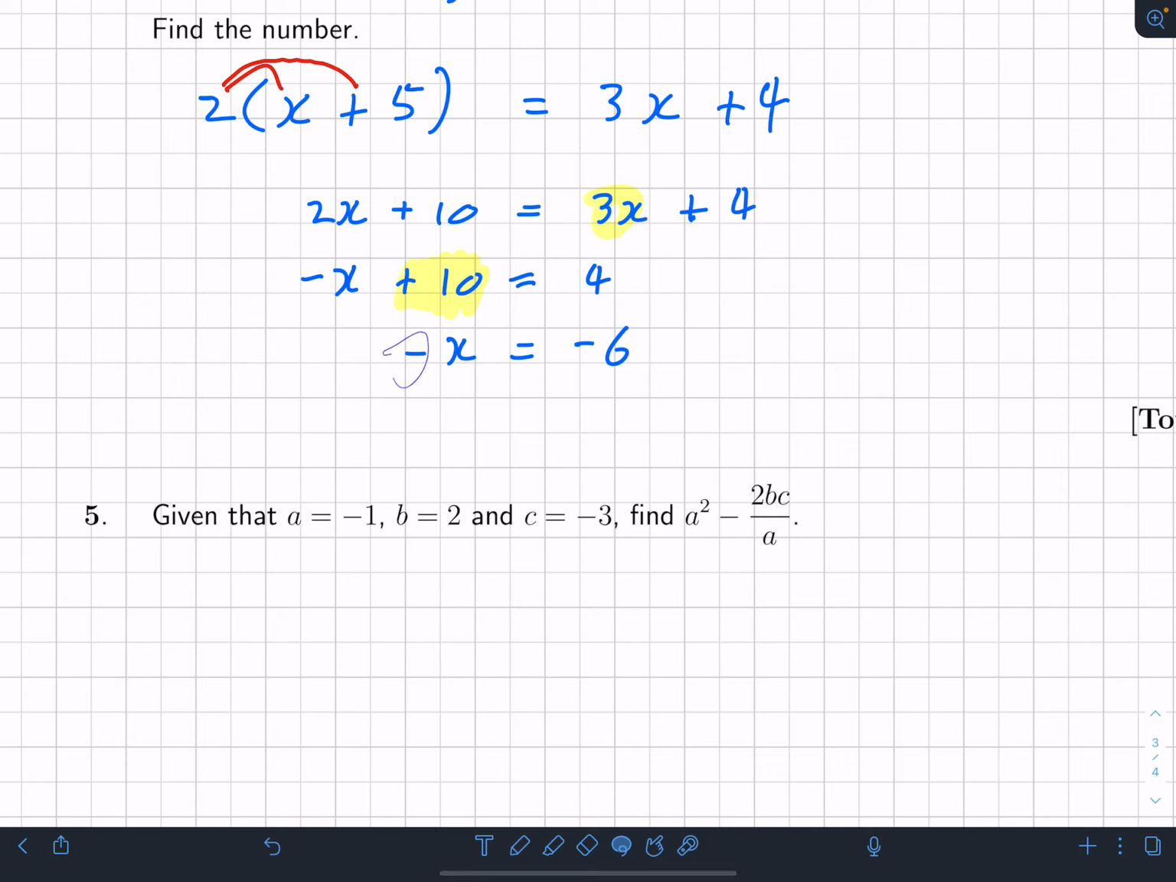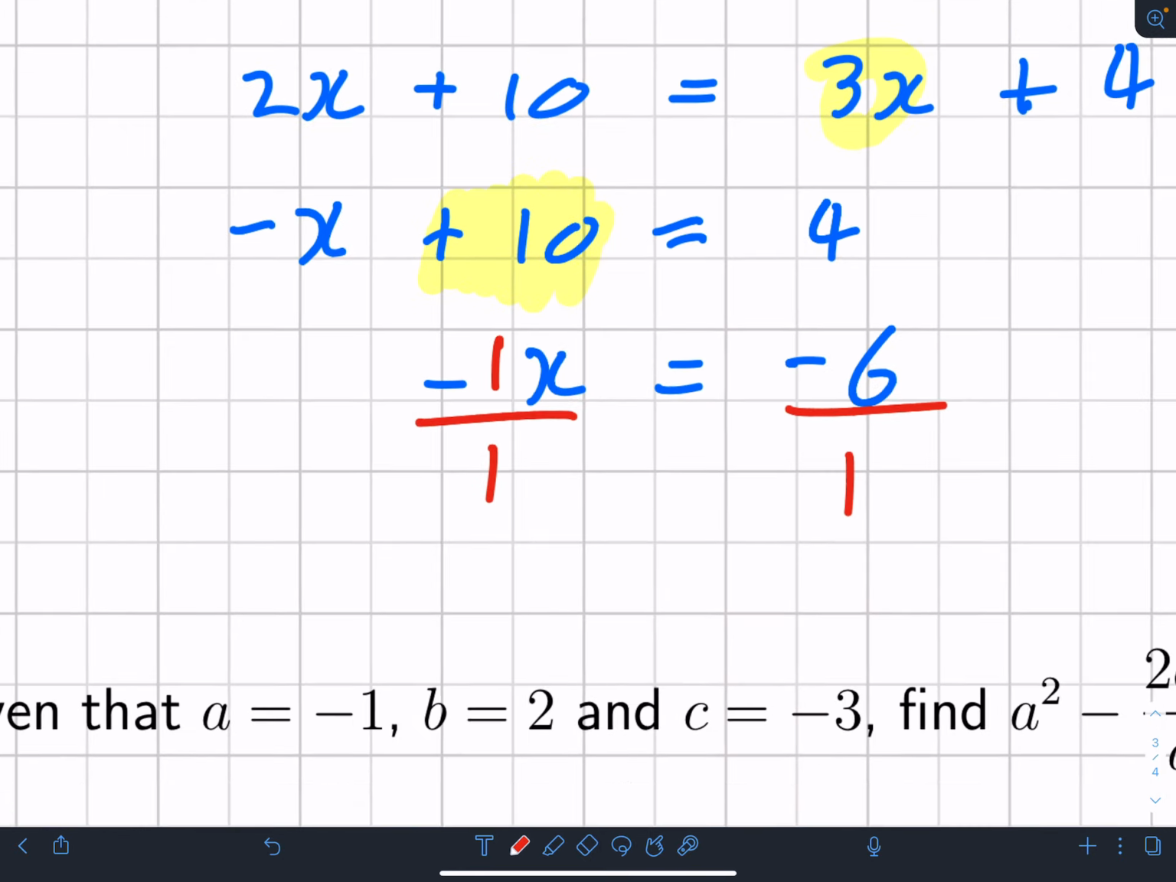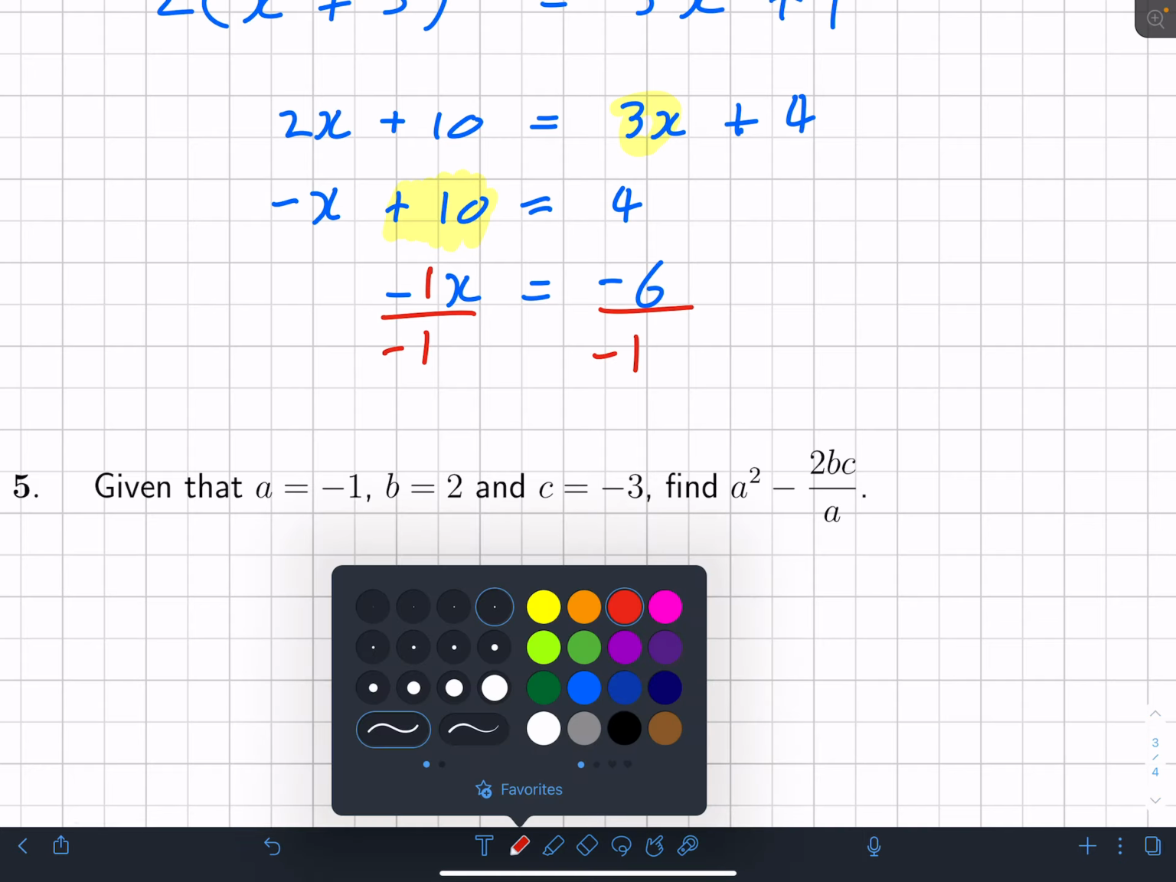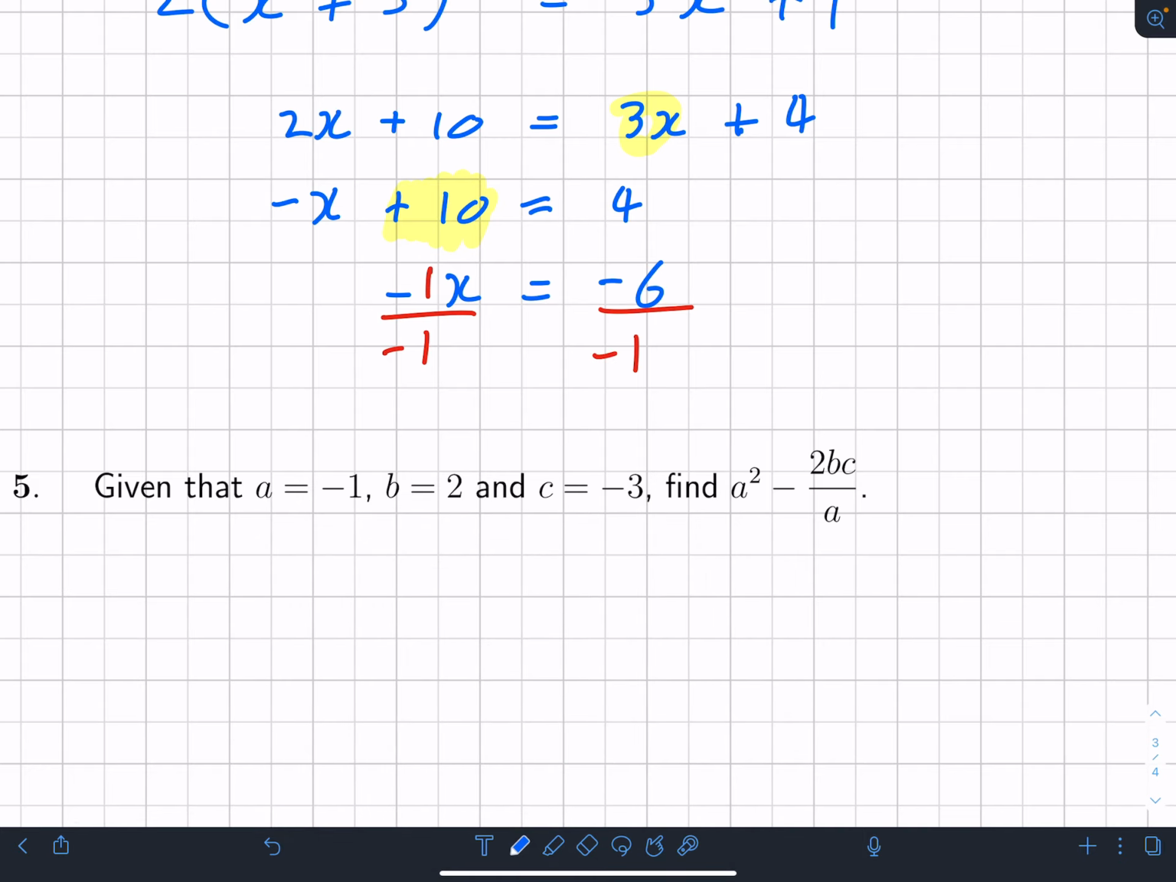Next, we need to divide both sides. So we're now doing another inverse operation. We're going to divide both sides by minus 1. Okay, which, because we had minus x, is minus 1x. So we're dividing by minus 1. And that will give us x is equal to 6.